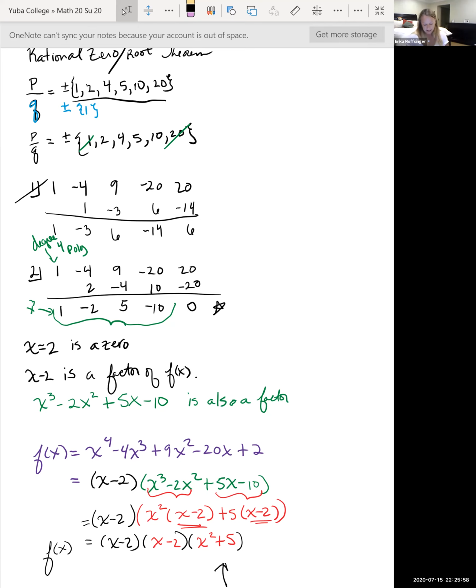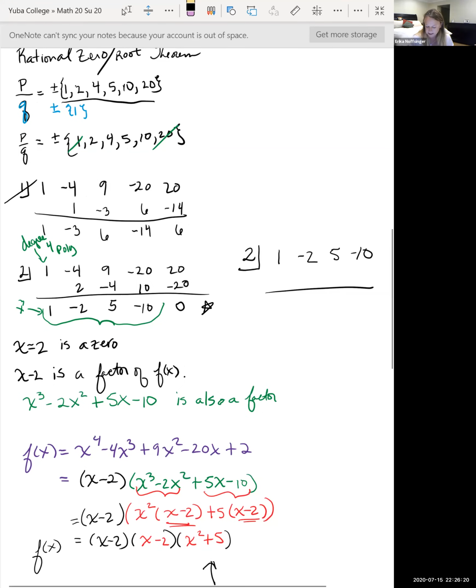If I hadn't done this where I factored by grouping, let's say I tested two again on this bottom row: one, negative two, five, negative 10. Really quick, and I should get back zero, because I know that the multiplicity is two. So bring down my one, two times one is two, negative two plus two is zero, two times zero is zero, five plus zero is five, two times five is 10, negative 10 plus 10 is zero.